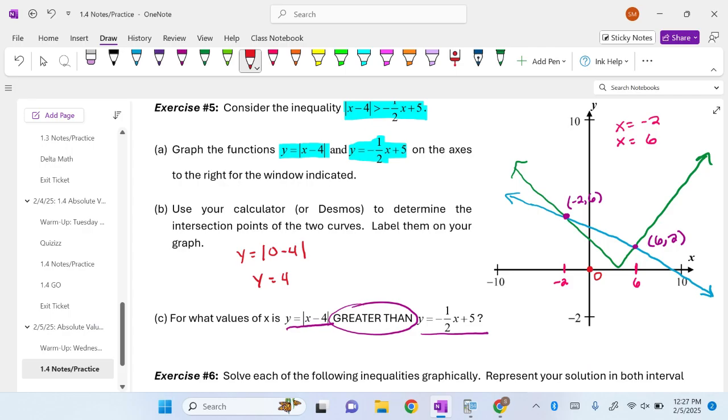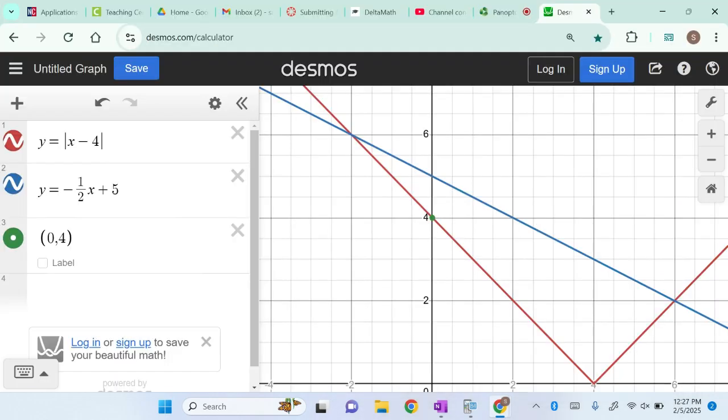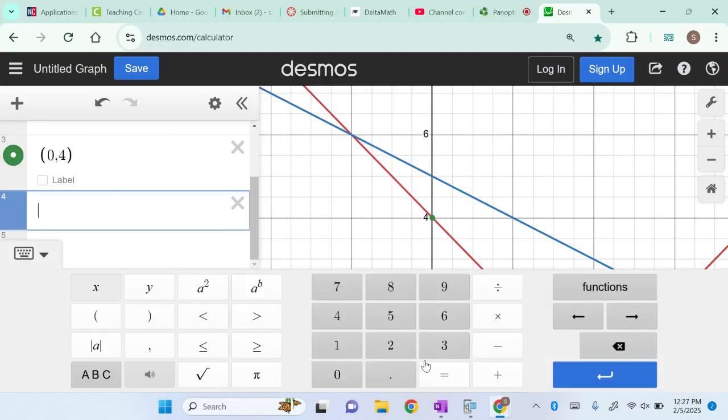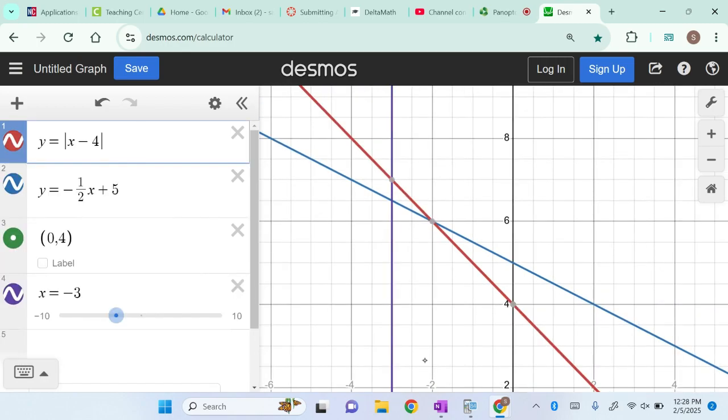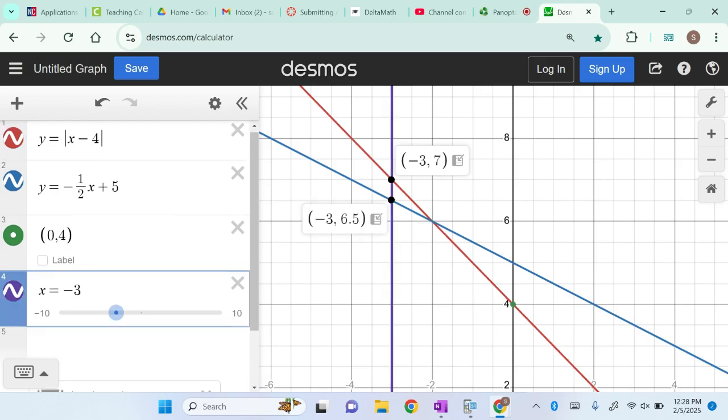Yes or no? No. So let's try a number that's smaller than negative 2. So let's do negative 3. Let's look at my graph, and I'm going to graph when x is equal to negative 3. All right. So absolute value is here. The linear is here. Which one has the bigger y value, the red or the blue? Sorry, the red. So the red graph is which graph? It's the absolute value graph.